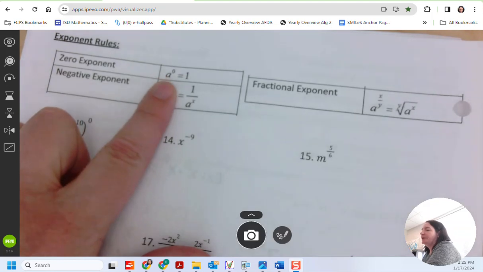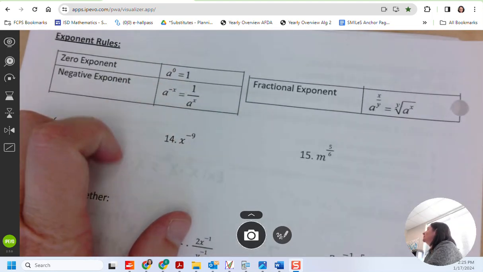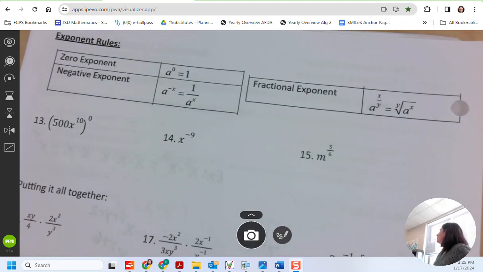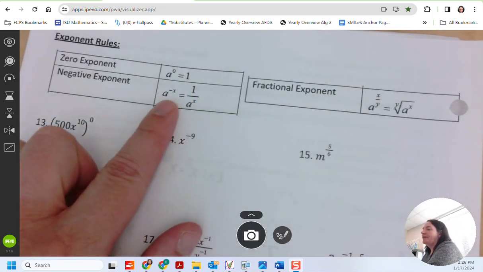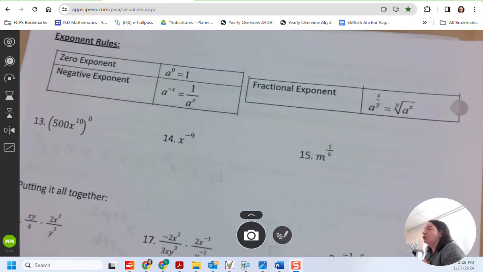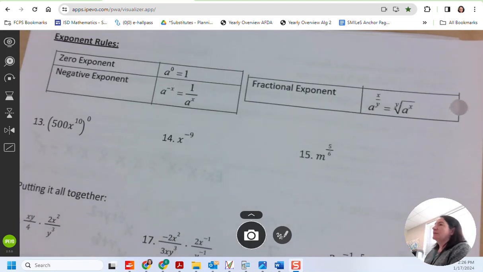A zero exponent. Anything to the 0 power is 1. How much is 5 to the 0? 1. I heard one answer. I should hear more. How much is 7 to the 0? 1. How much is 5 million to the 0 power? Still 1. Okay? Anything to the 0 is 1. If you have a negative exponent, that is equal to the reciprocal. That's a tricky thing to remember. But let me give you some examples.